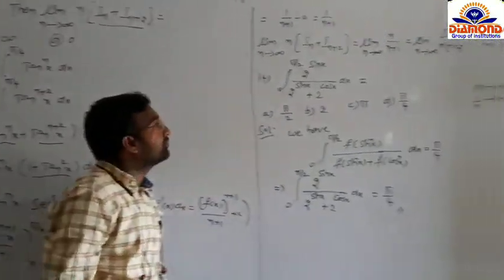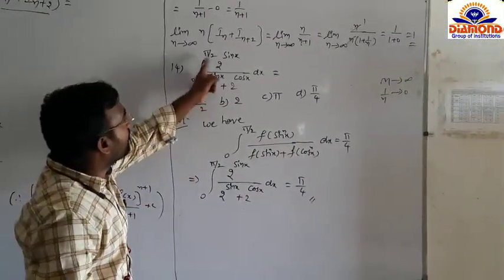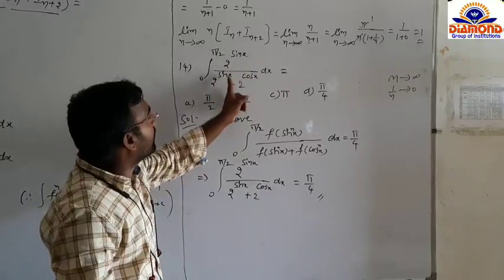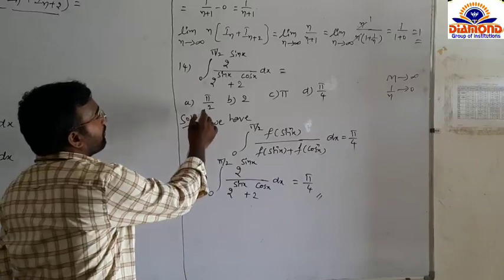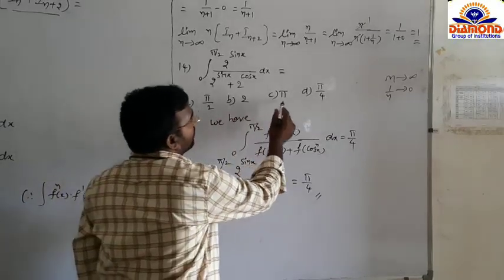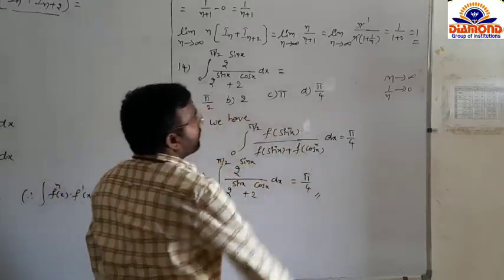Next problem. Integration 0 to pi by 2, 2 power sin x by 2 power sin x plus 2 power cos x dx equal to what? So option A pi by 2, option B 2, option C pi, option D pi by 4.